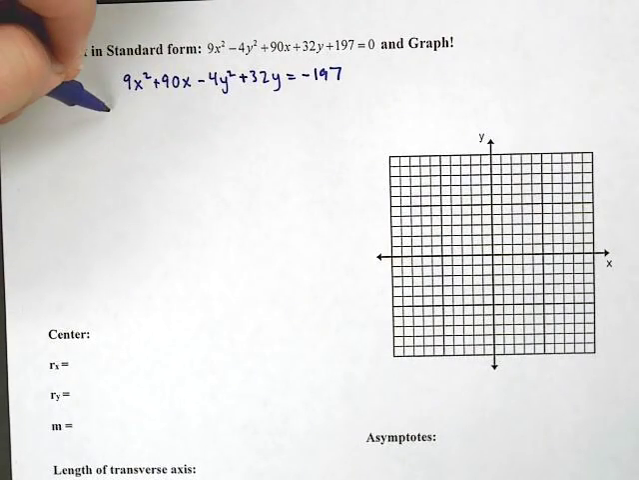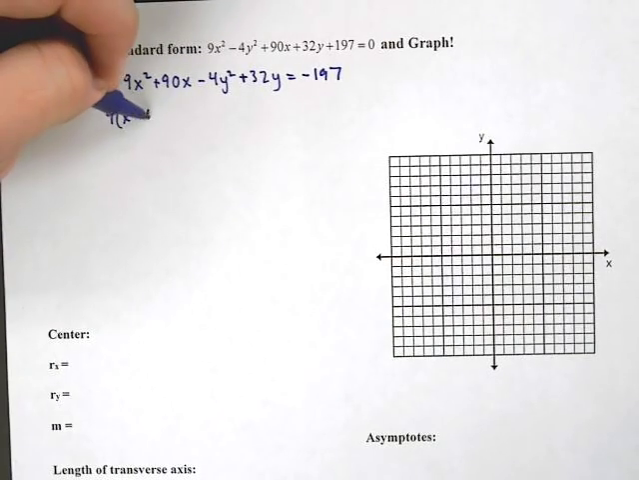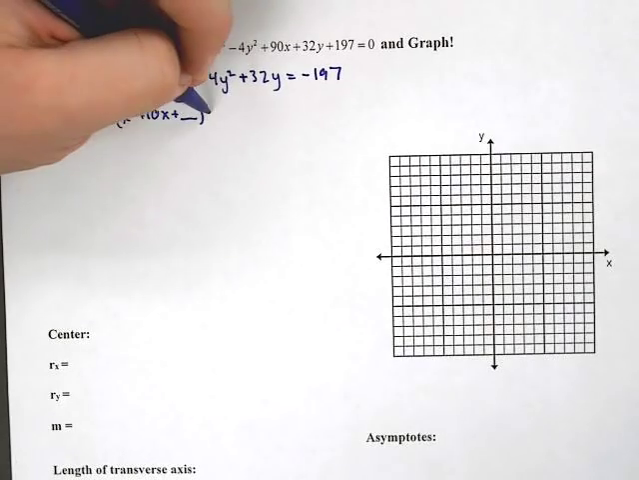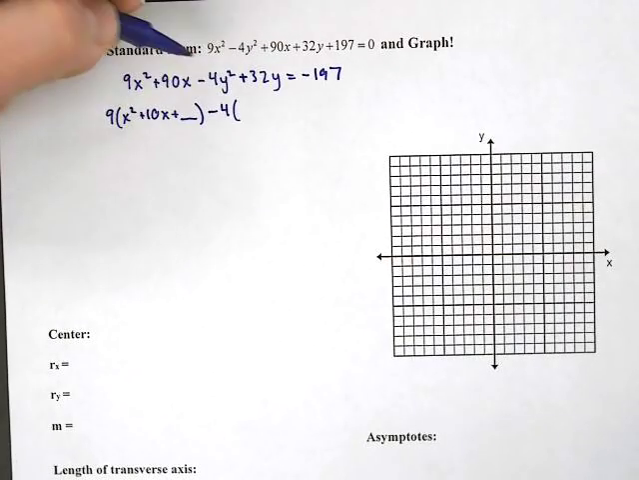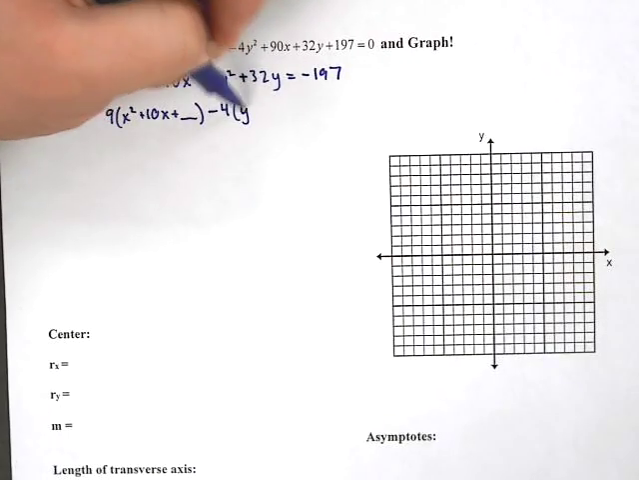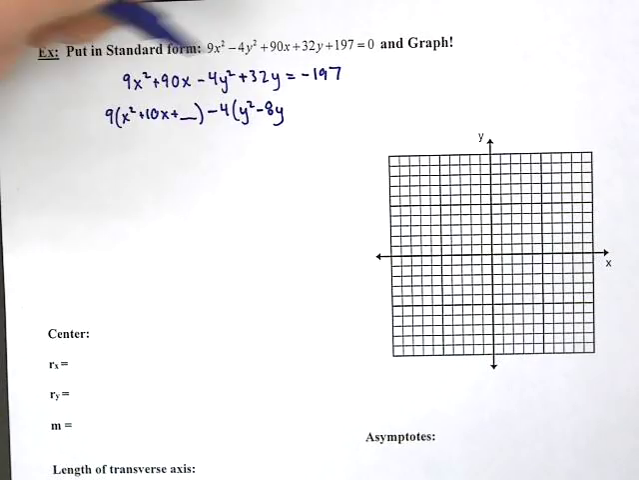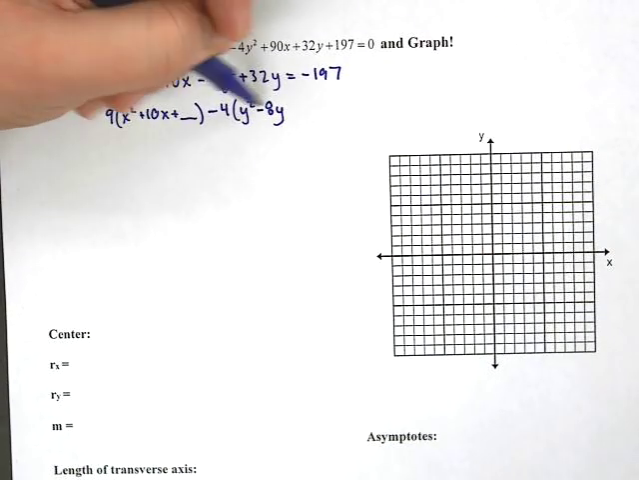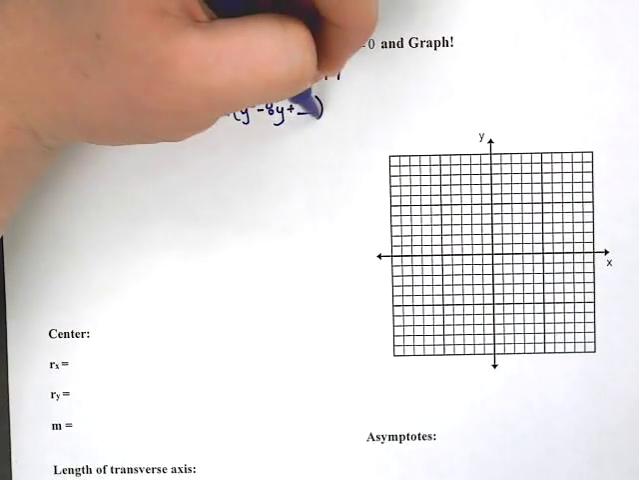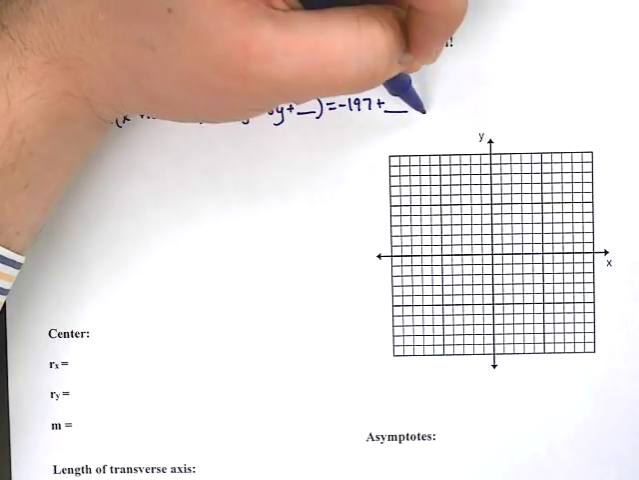So let's factor this out. 9, which means I'm going to have 9 times x squared plus 10x, and I'm going to leave a blank. And then I'm going to have to subtract 4. When I take out 4, I'm going to be left with y squared, and I'm actually going to be left with negative 8y. So be really careful, right? You have to make sure you take out the negative 4 from both. Then I'll leave a blank, equals negative 197 plus blank plus blank.